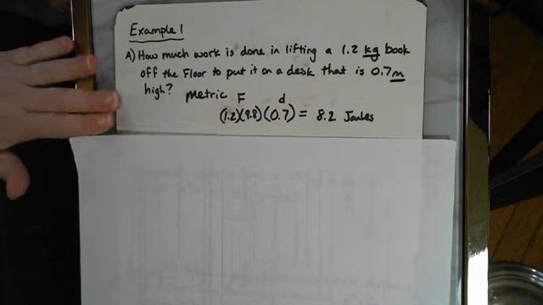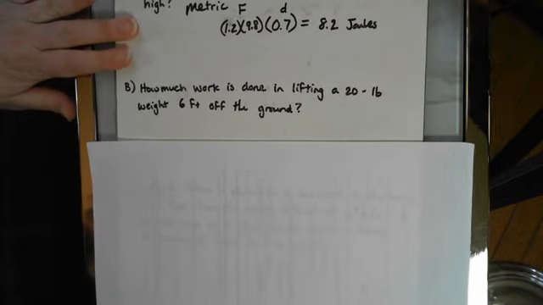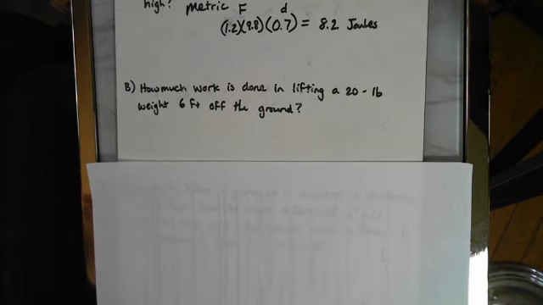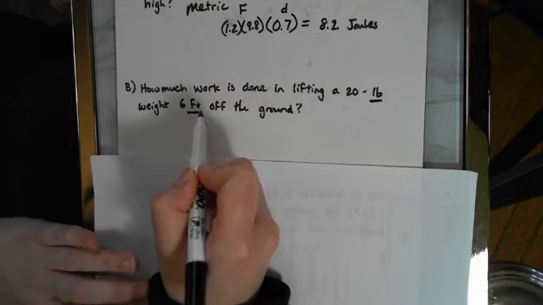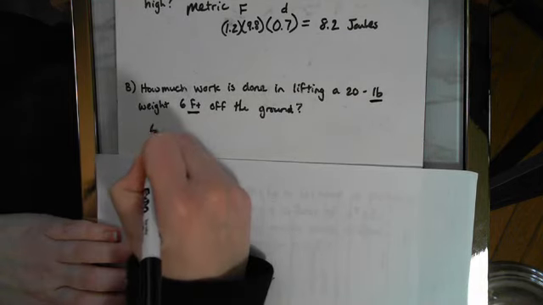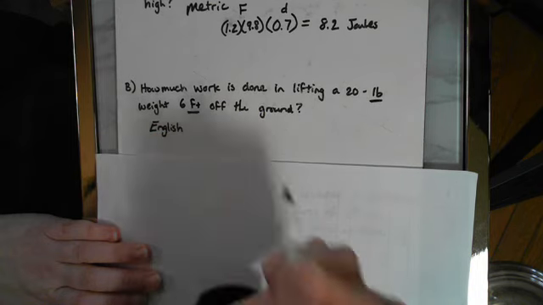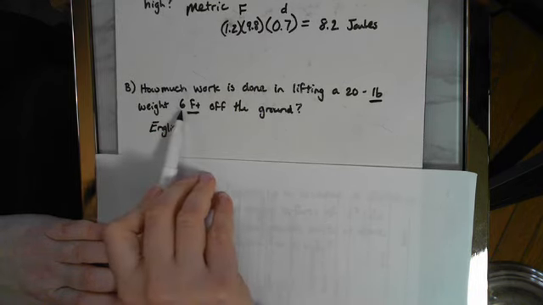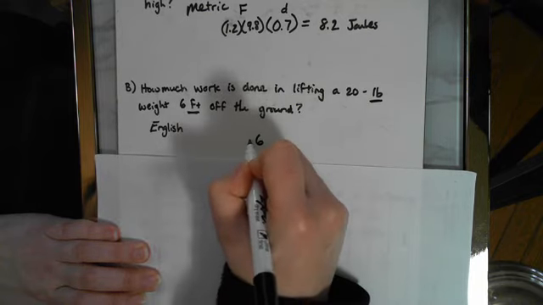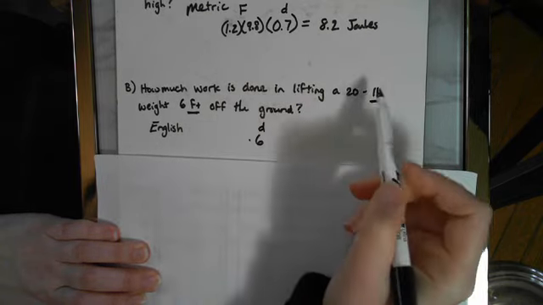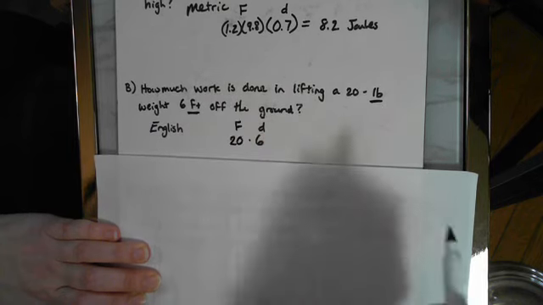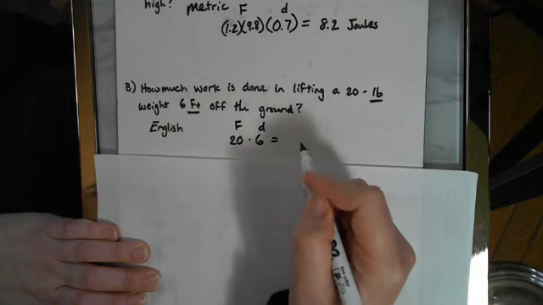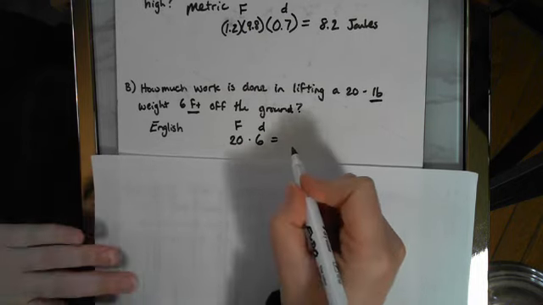Okay, let's look at another example. Part B says, how much work is done in lifting a 20-pound weight 6 feet off the ground? Now notice I have pounds and feet. So I'm working in English units. So this is my distance, 6, and my force is 20 pounds. So force times distance gets me 120 foot-pounds.